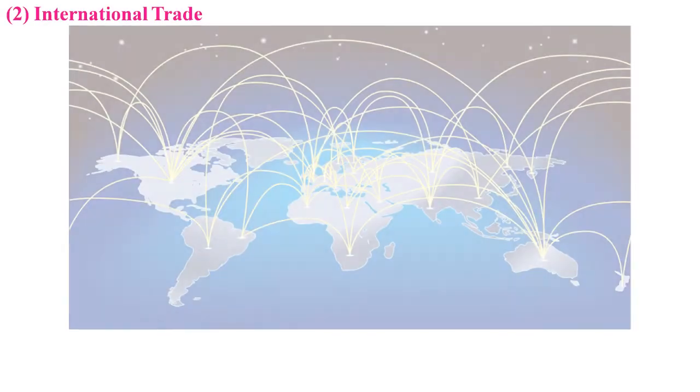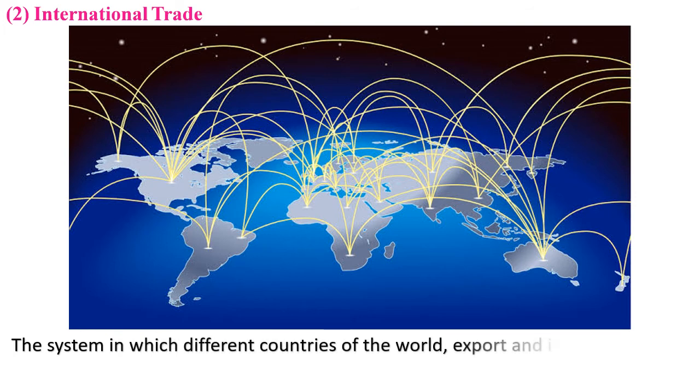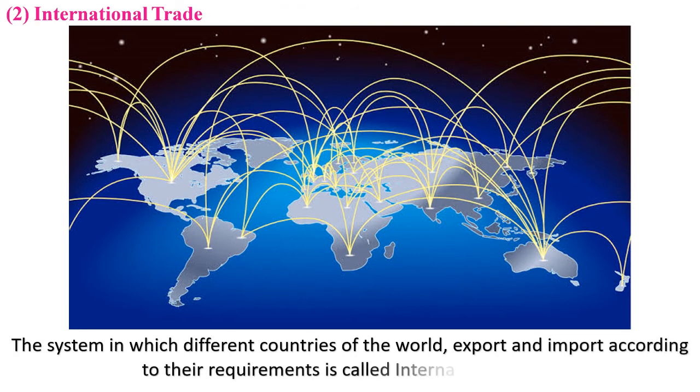The second type is international trade, as you can see in the picture itself here. The system in which different countries of the world export and import according to their requirements is called international trade. Whatever are our requirements, we import it, and whatever are their requirements, we export it.